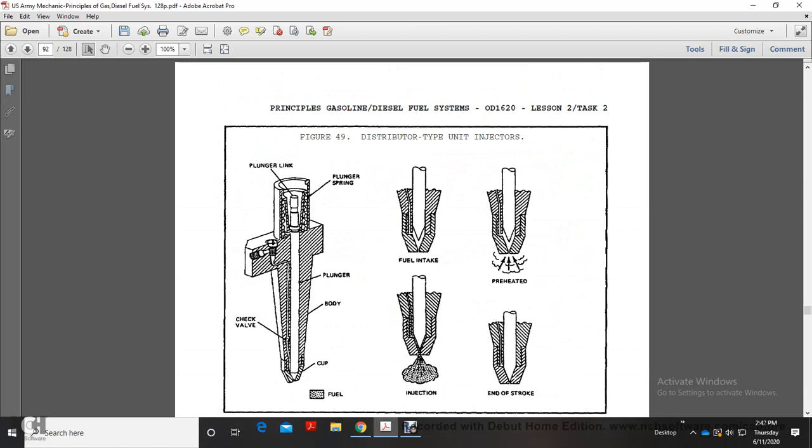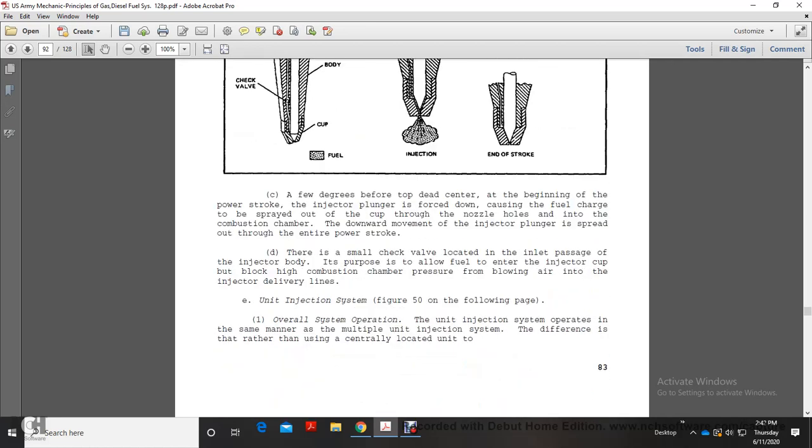Alright, figure 49 shows the distributor type unit injector: plunger link, plunger spring, the check valve, plunger body, fuel intake. Injection ends a few degrees after top dead center at the beginning of the power stroke. The injector plunger is forced down and the fuel charge is sprayed from the cup through the nozzle holes into the combustion chamber, with the downward movement of the injector plunger spread out over the entire power stroke. There is a small check valve located in the inlet passage of the injector body, its purpose being to allow the flow of fuel to enter the injector cup, then block high combustion chamber pressure from blowing air into the injector delivery lines.